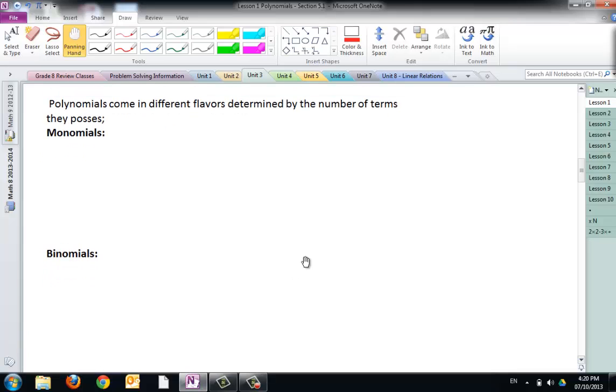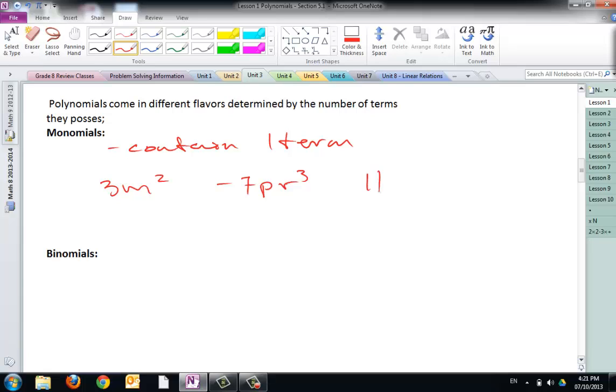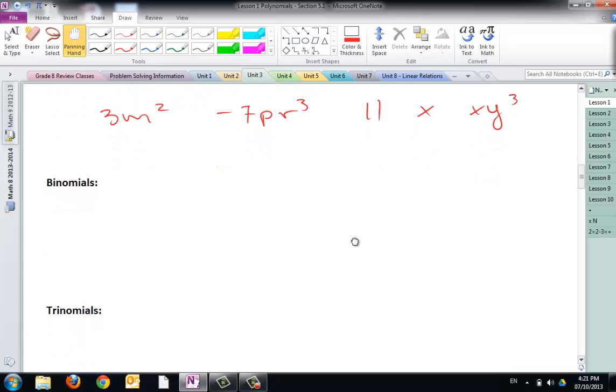These polynomials come in multiple different flavors. We'll see monomials, which contain one term. And so we'll see examples of that, like 3m squared or negative 7pr cubed, or a monomial could also just be a constant, like 11. Or it could be a variable all by itself, like x or xy cubed. All of those things would be considered monomials. They are all single terms.